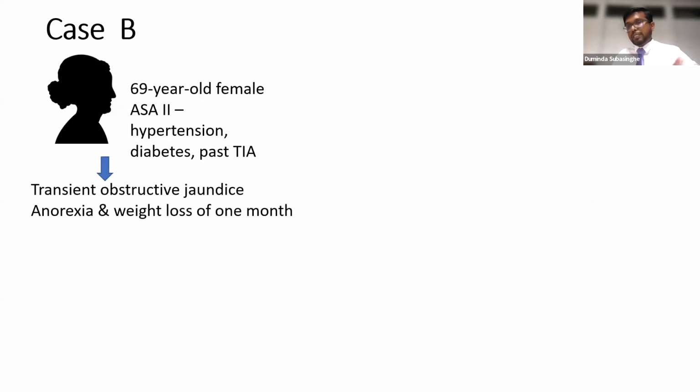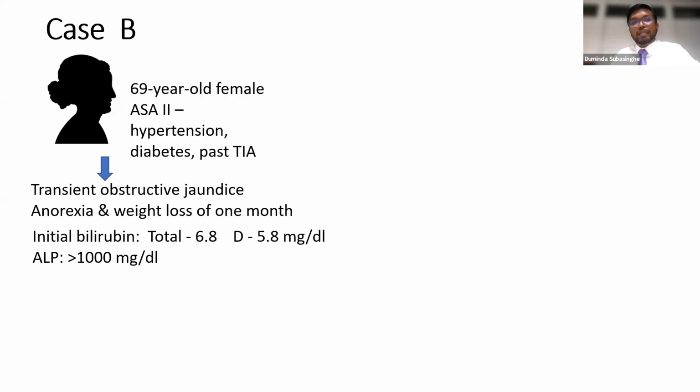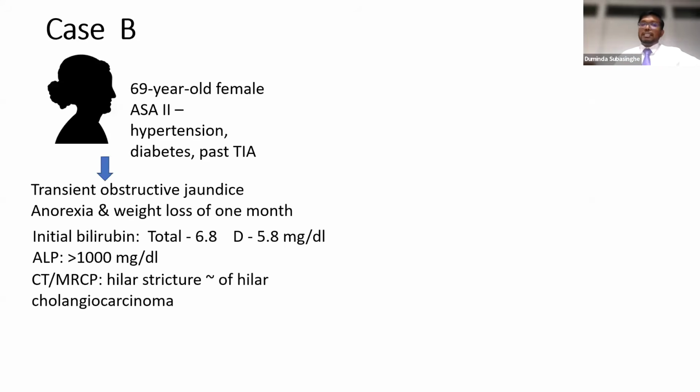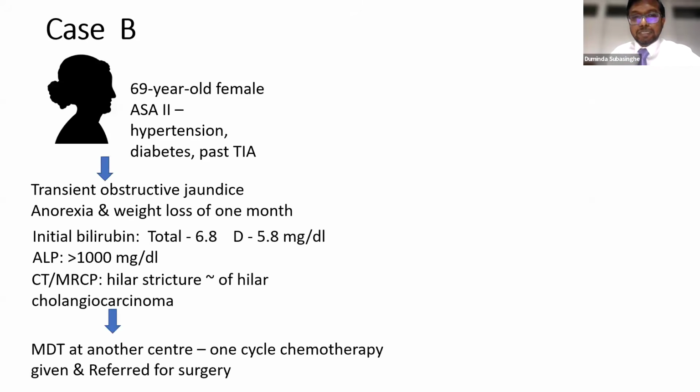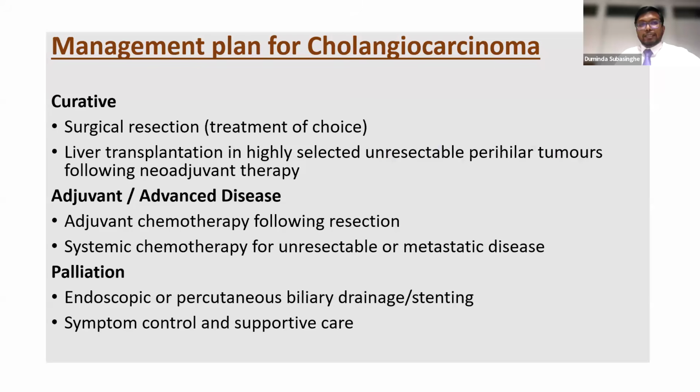This is a 69-year-old. All these are real patients we have dealt with in our unit. A 69-year-old female, again with well-controlled diabetes and hypertension, and a past TIA, transient ischemic attack. She had a transient episode of jaundice, anorexia and weight loss, and biochemistry suggestive of direct hyperbilirubinemia, and MRCP and CT both were suggestive of a hilar obstruction. That means where your left and right hepatic ducts join at the hilum, there's an obstruction. So actually, this patient had a hilar cholangiocarcinoma.